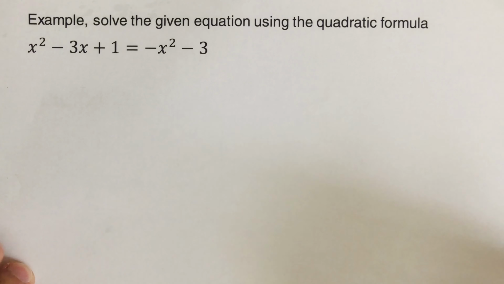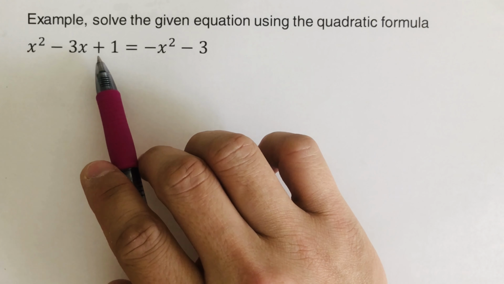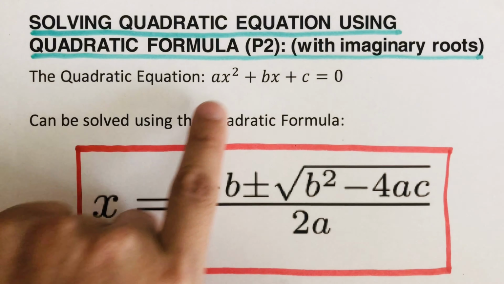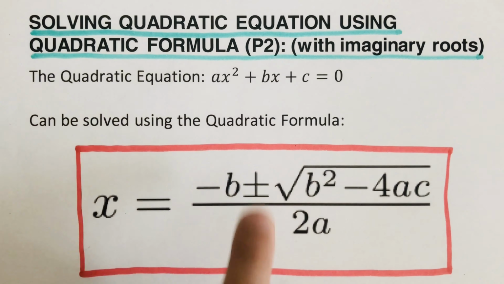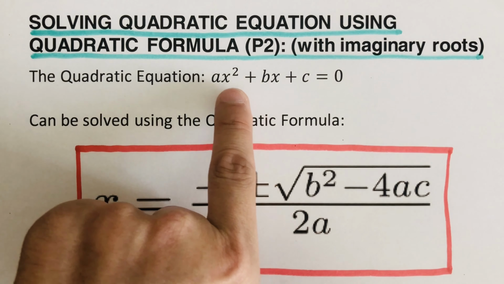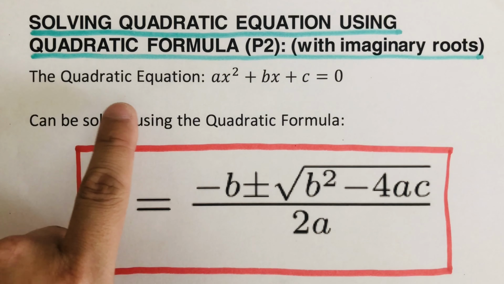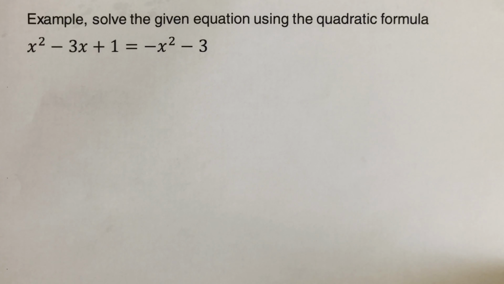The first step that we are going to do is to change this to standard form. As you can see in the first video, this is the standard form for a quadratic equation. Be sure that before you jump into solving for x using this formula, the equation is in standard form so you would know where the a, the b, and the c are, so you can plug values into the equation. Since this one is not in standard form, we are going to change it to standard form: ax squared plus bx plus c.